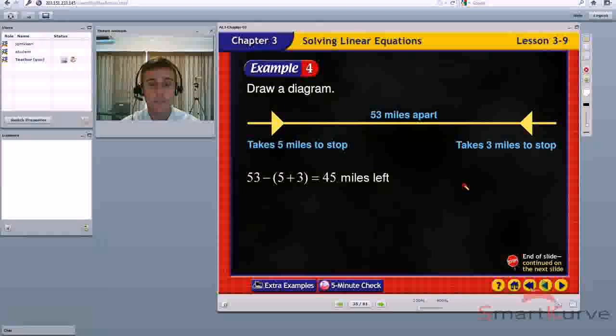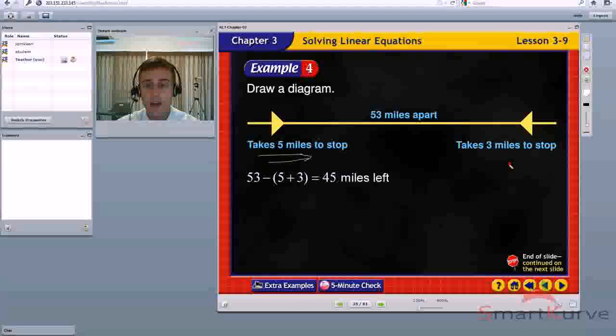Draw a diagram. They are 53 miles apart. This train takes 5 miles to stop. This train takes 3 miles to stop. 53 minus 5 plus 3 equals 45 miles left. That's how many miles it will take for them to stop.